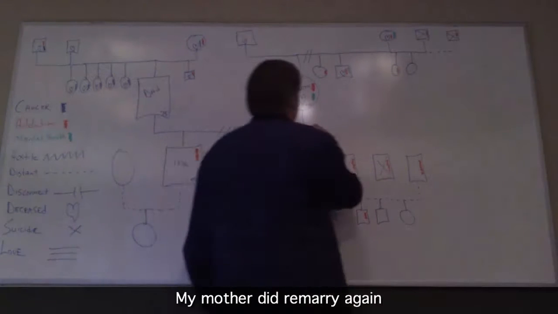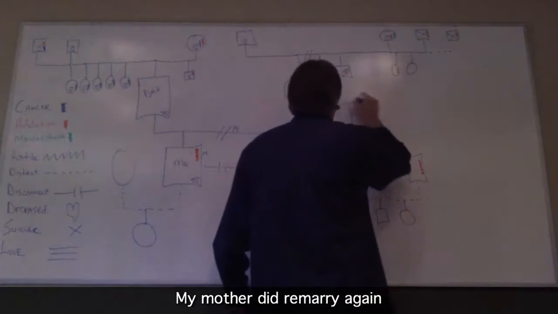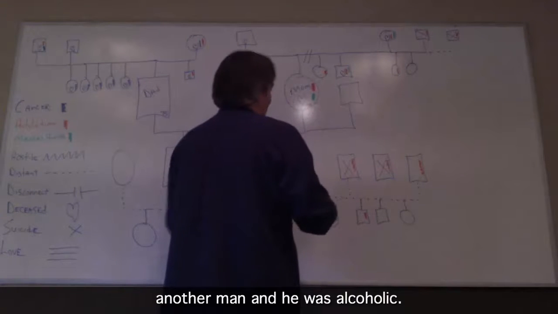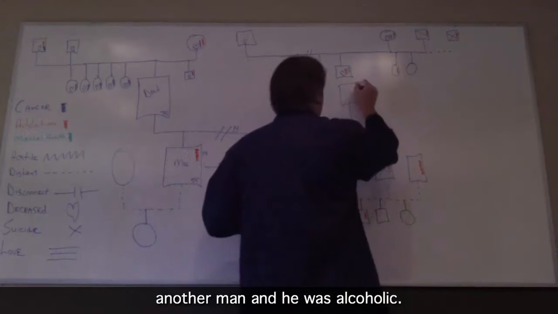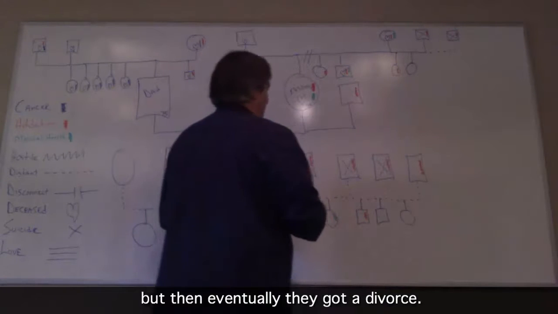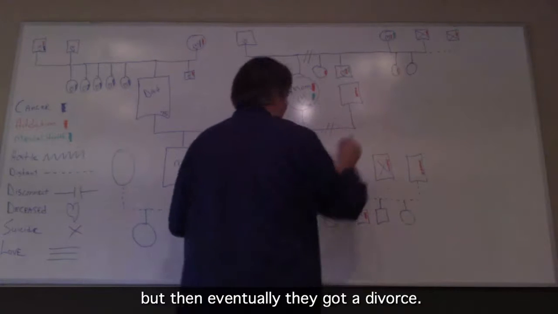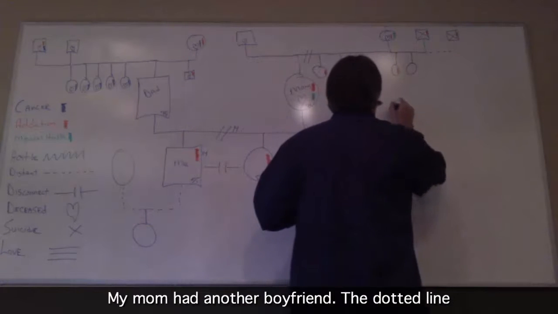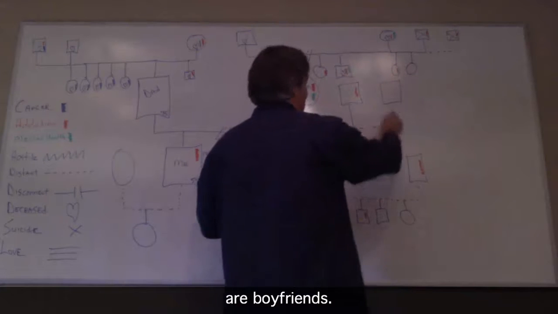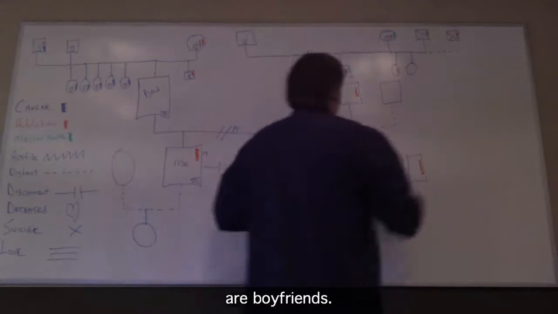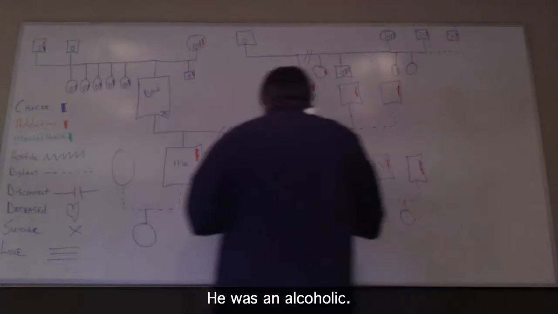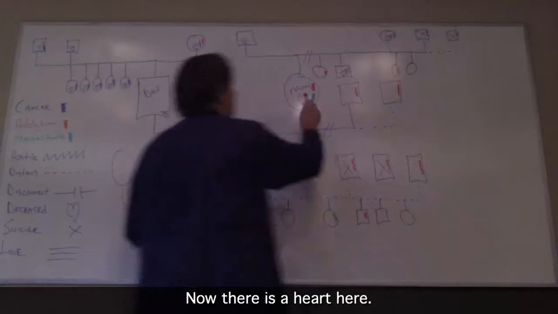My mother did remarry again, and she married another man that was alcoholic. But then eventually they got a divorce. Then my mom had another boyfriend. Now the dotted lines are boyfriends. And he is alcoholic.